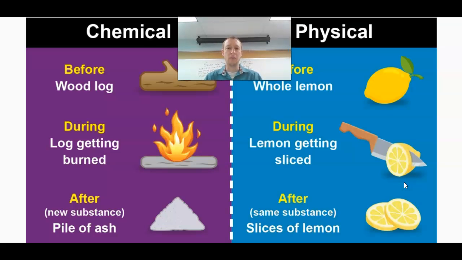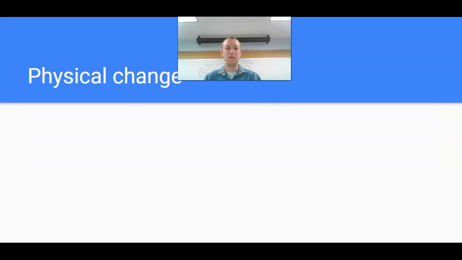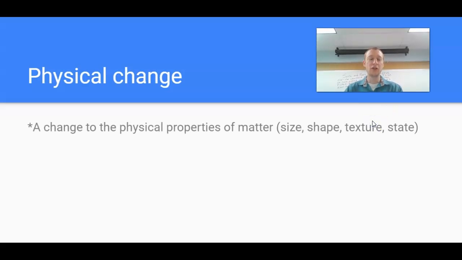Okay. So let's start by talking about physical changes. Here's where you're going to be taking some notes, right, in that physical change column. So the first thing you need to know and write down about physical changes is that physical changes are a change to the physical properties of matter. Remember physical properties, those properties that we can observe without actually changing the matter. So those physical properties like size, shape, texture, or state like solid, liquid, gas. If those things change, that's a physical change.